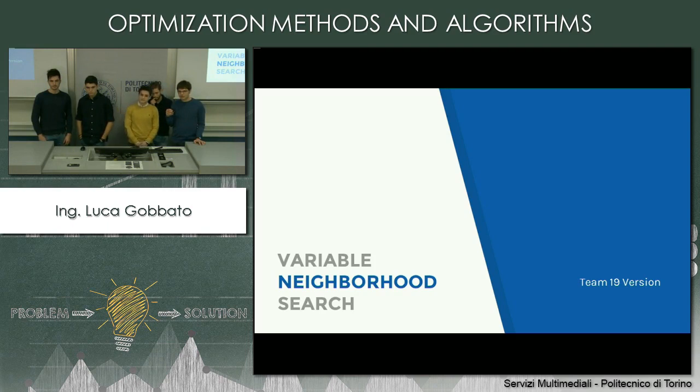Do you have any idea to improve your algorithm? Maybe. Just one? I don't know. Maybe if we add new randomness, which can explore more solutions. Okay. Thank you very much.